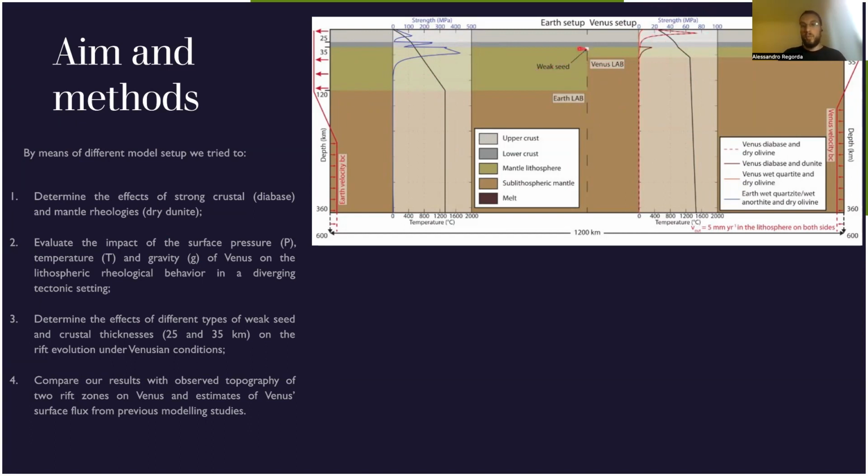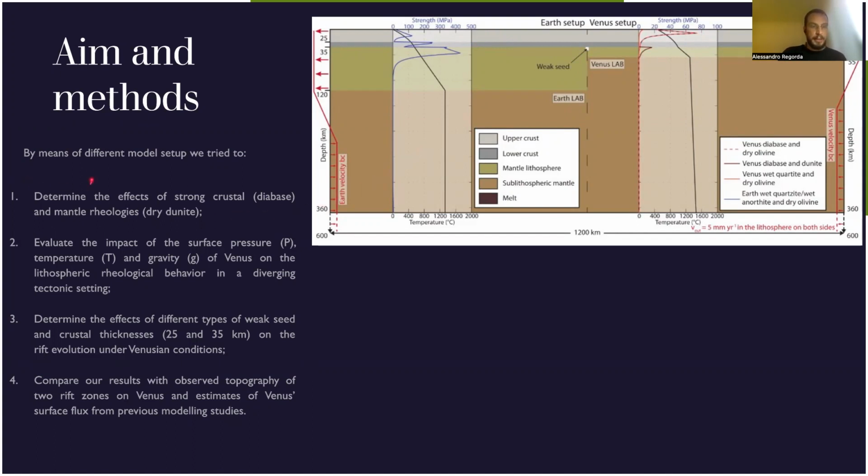And this is one of the weak seeds, or the weak zones, we use to favor the development of rifting. This is placed here in the mantle. We tested another one in the crust, and we also tested another kind of weak zone characterized by random weakening of all the lithosphere. So this last weak zone is more realistic.